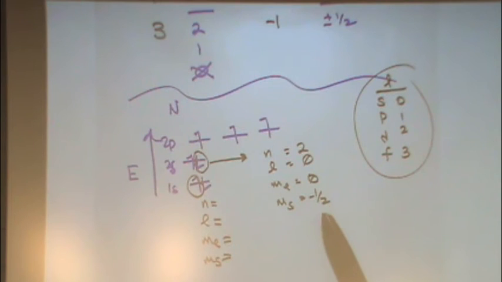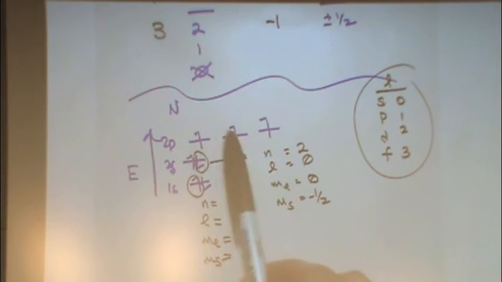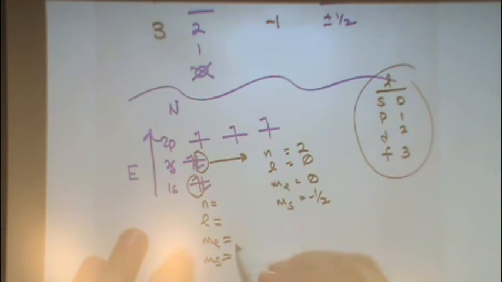How did I get these 4 numbers? How did I get M sub S? If it's pointed down, which it is, it's -1/2. Symbolically, a down arrow means a -1/2 value, and an up arrow means a value of +1/2. That's it. These are all +1/2s for M sub S. That one right there that I circled is a +1/2. Okay, what's N?